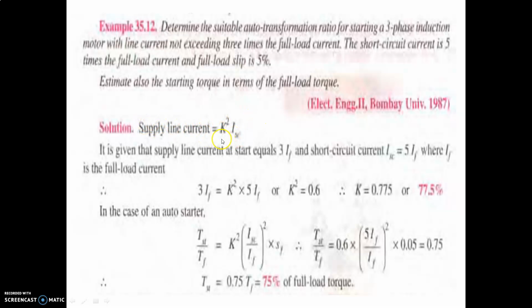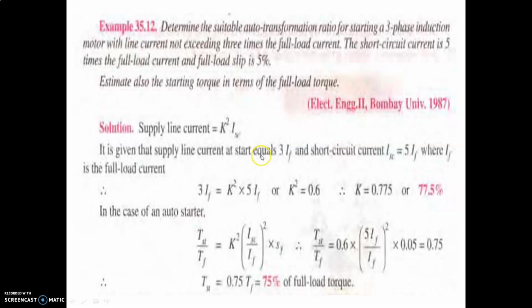From this formula, the given data is substituted. The supply line current is given as 3 times the full load current, so the left hand side is 3 into IF. The right side is K square, and ISC is given as 5 into IF. IF on both sides gets cancelled, so K square is equal to 3 by 5. So it is 0.6, and K is the square root of 0.6. You get 0.775, or 77.5%.